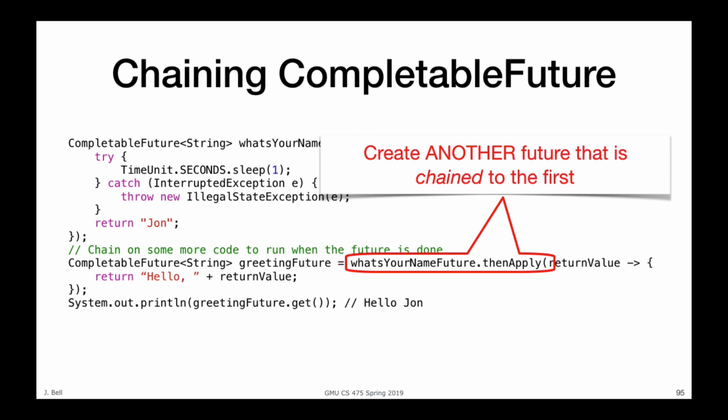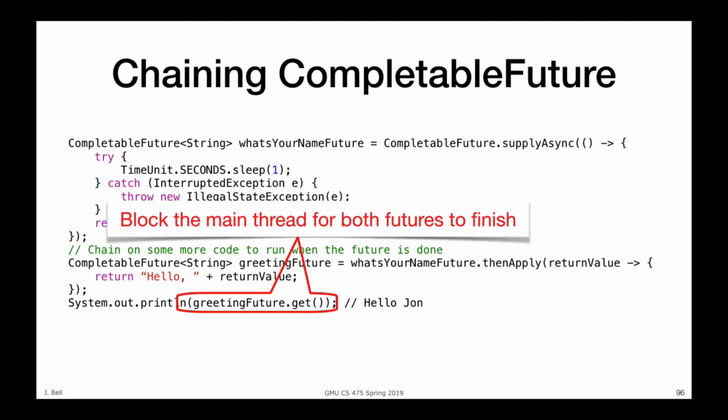So we can create another future that's chained to the first future. I'm going to create a new completable future, and we're going to call it greetingFuture. The way that I create it is by saying after that other future, after whatsYourNameFuture is done, then apply this other function to it. And we're going to pass to our new future the return value from the old one. What this task will do is return the string "Hello," and then whatever the return value was from the prior future.